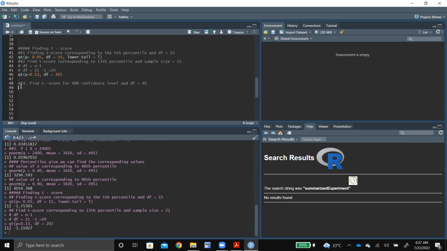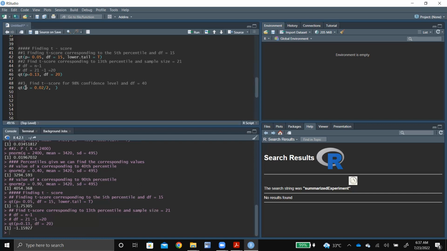So for this case, to find the t-score, we will use the same function as it is, qt, but over here we need to change the p a little bit. So p should be equal to, since we're looking for 98% confidence, 1 minus whatever we're looking for, that is 0.02, and this should also be divided by 2, because we are looking for both sides. So we should actually get the values for both sides. Basically, in this case, we should actually get 2 t's.